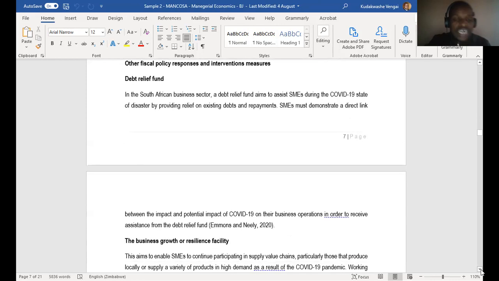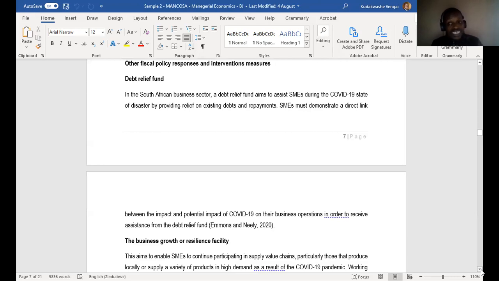So you can see here, example number one, there was the debt relief fund offered to what? To SMEs. If you check online, you actually find that there's a debt relief fund that was given by the government for SMEs. So I remember that. The debt relief fund simply means that if a company is in debt, it can go and borrow some money to pay off its debtors or something like that. So that's an expansionary fiscal policy that they implemented that allows the businesses to continue operating.